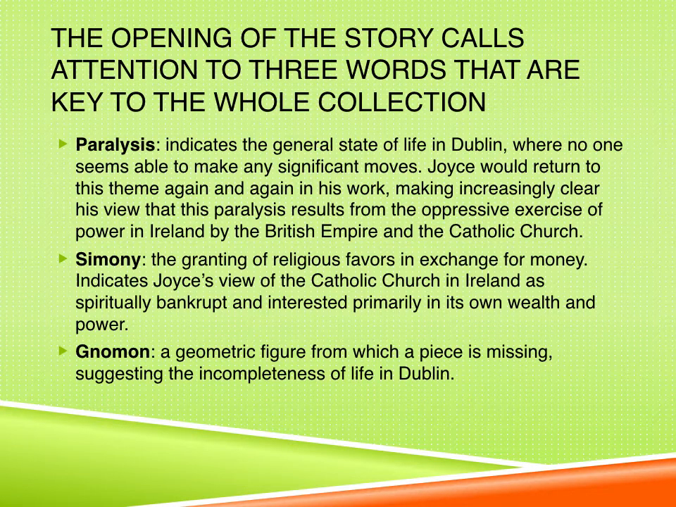Simony is the granting of religious favors in exchange for money. It indicates Joyce's view of the Catholic Church in Ireland as spiritually bankrupt and interested primarily in its own wealth and power and not really helping people. And gnomon, a geometric figure from which a piece is missing. So it suggests the incompleteness of life in Dublin. Like in every story, we're going to see that there is some piece or part that is missing from this person's life or experience.